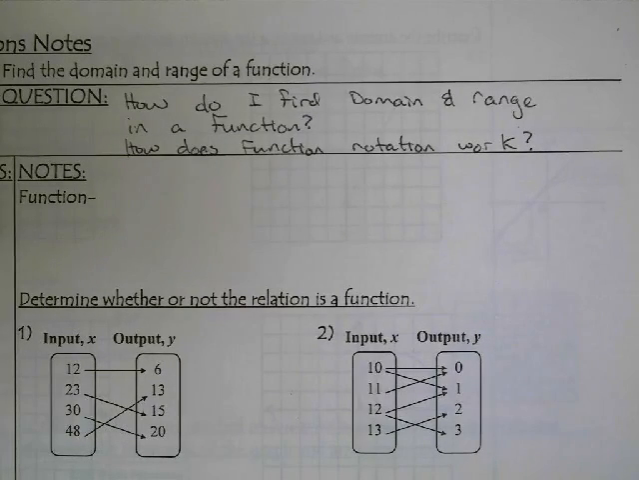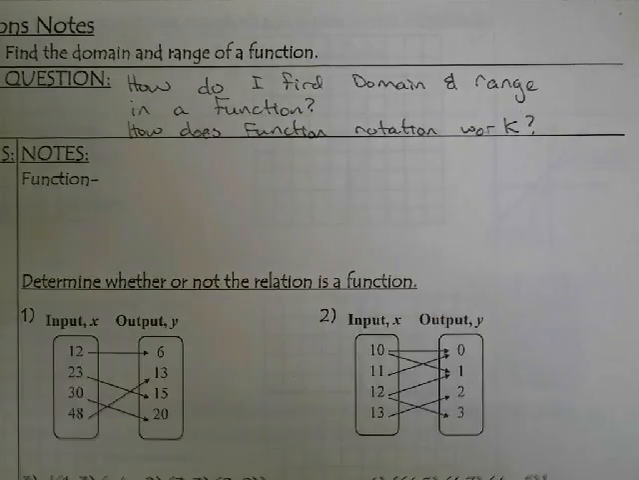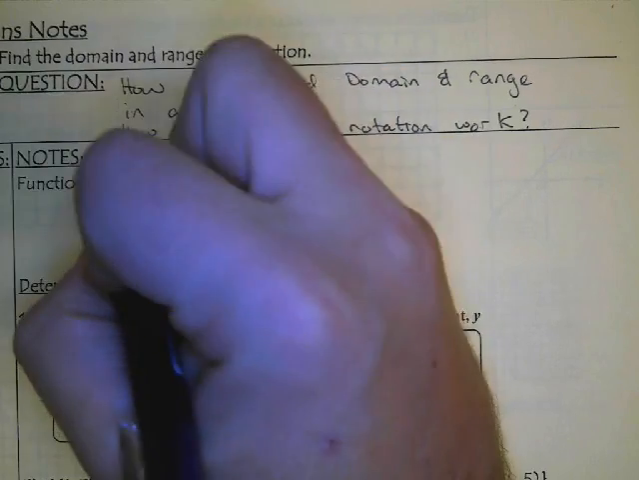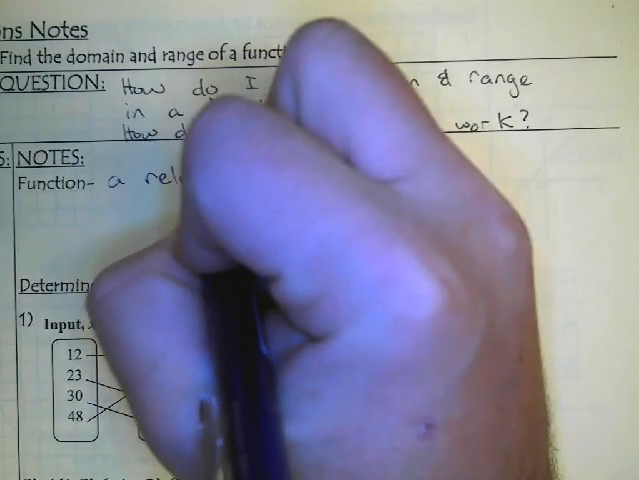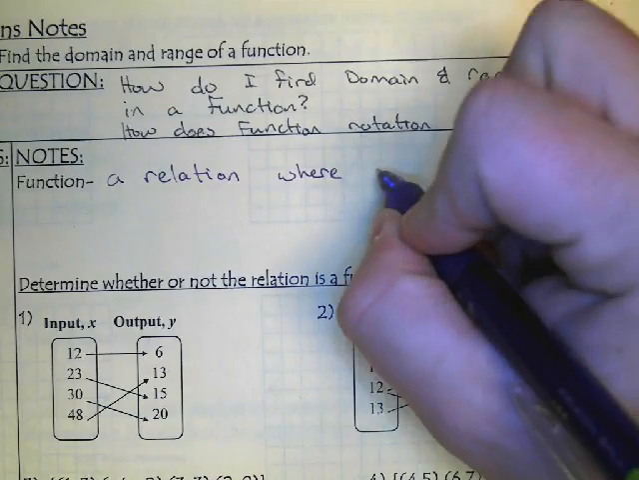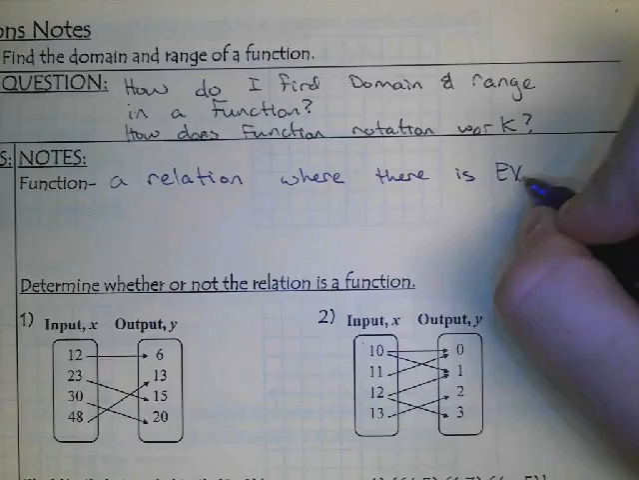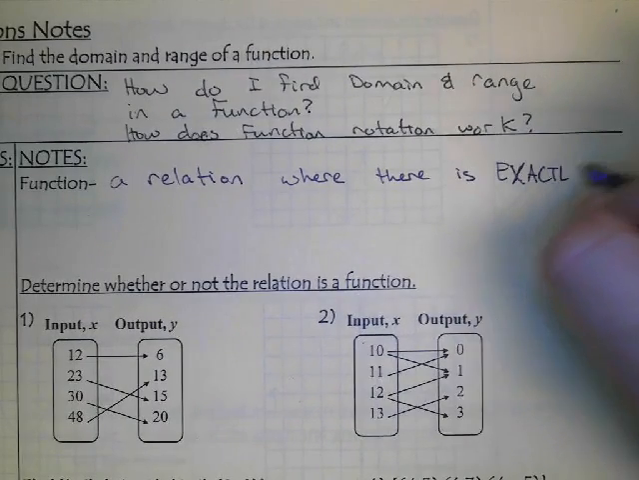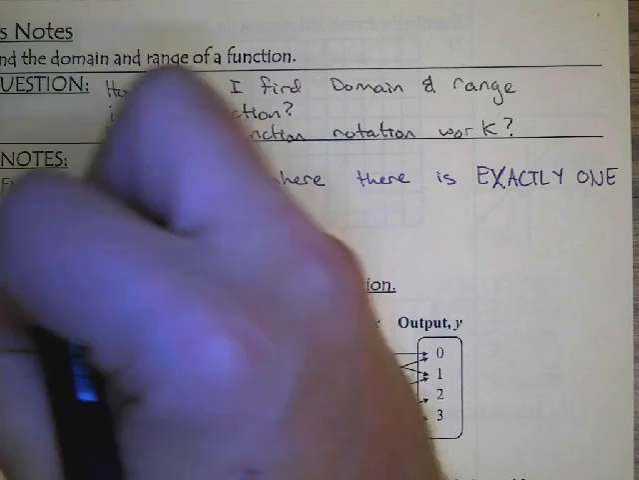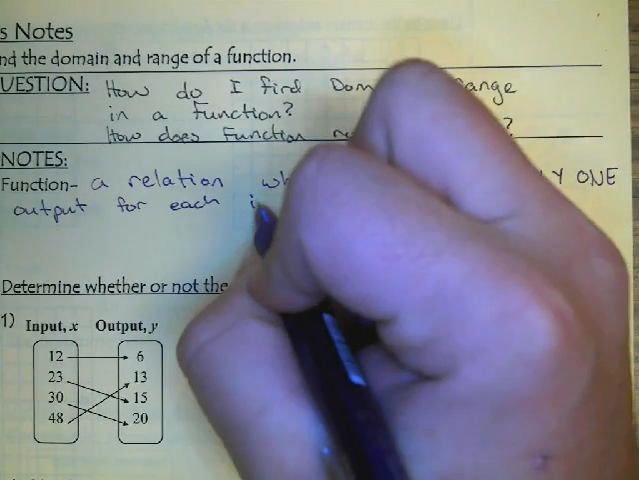So first we need a definition of a function. A function is a relation where there is exactly one output for each input.